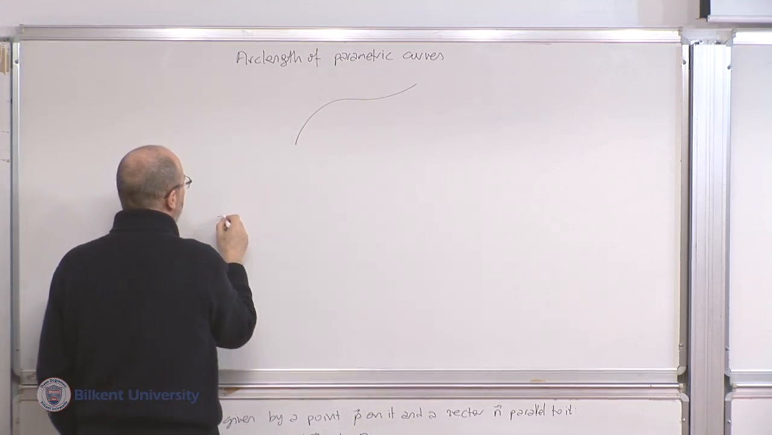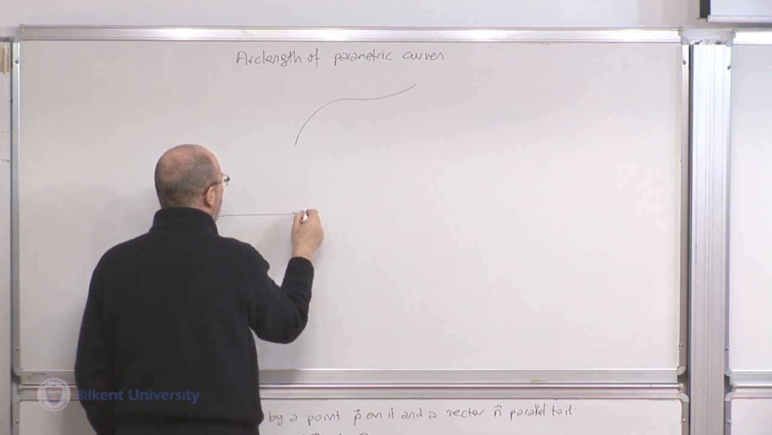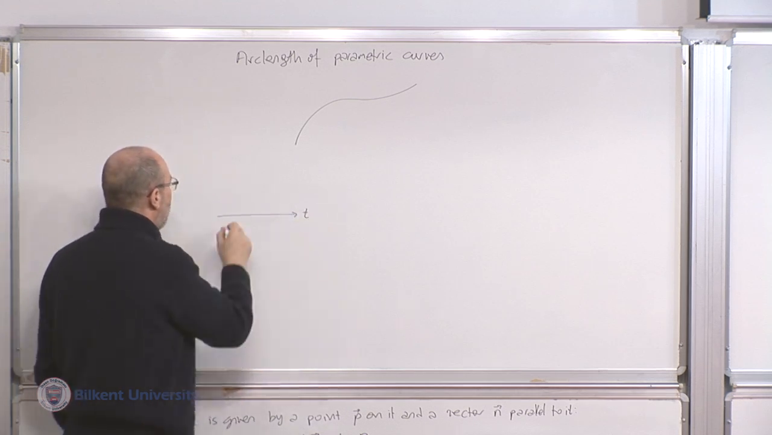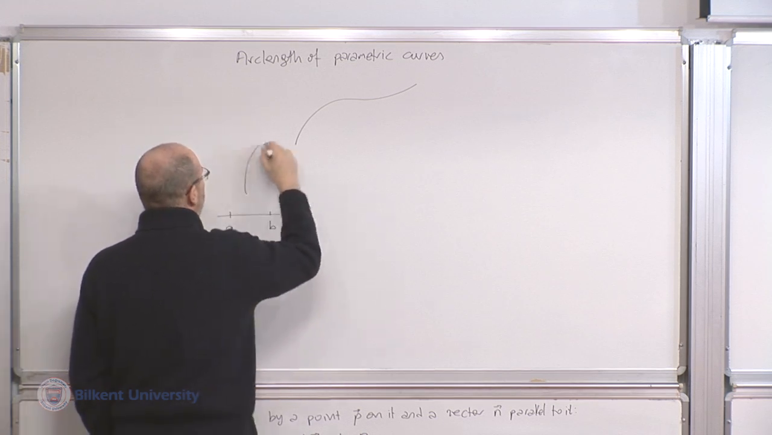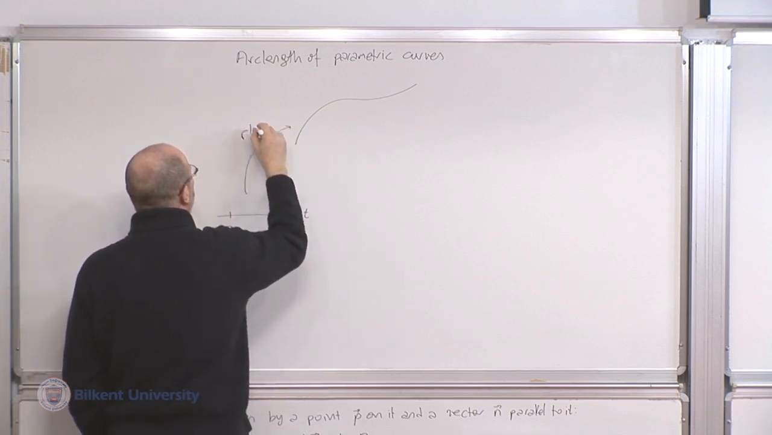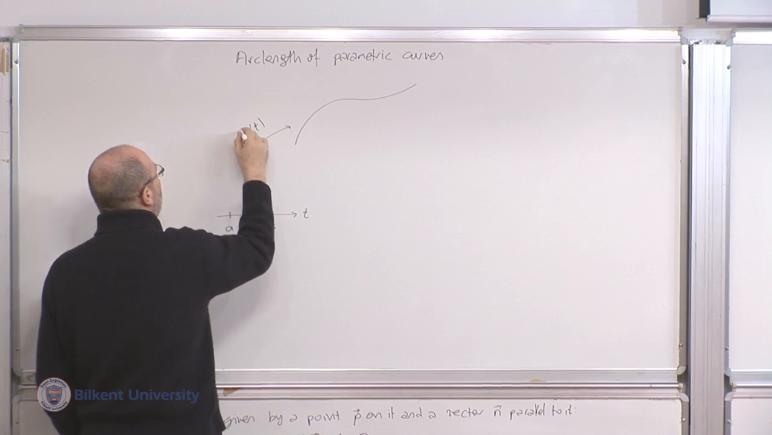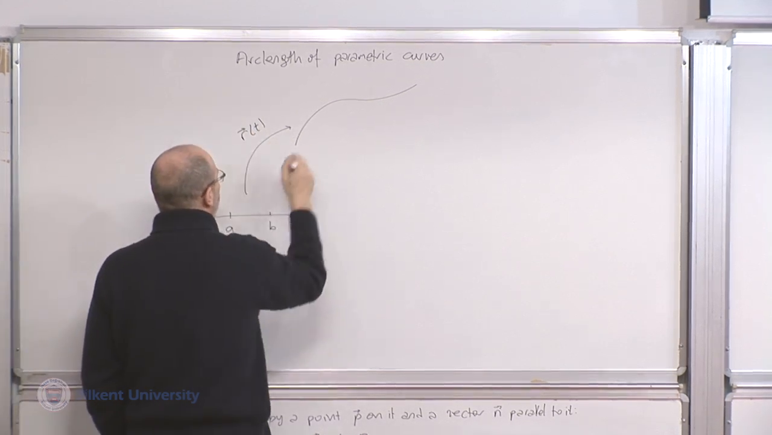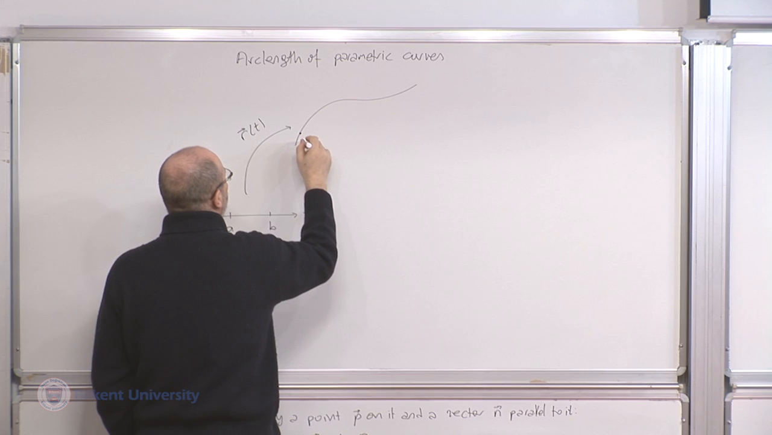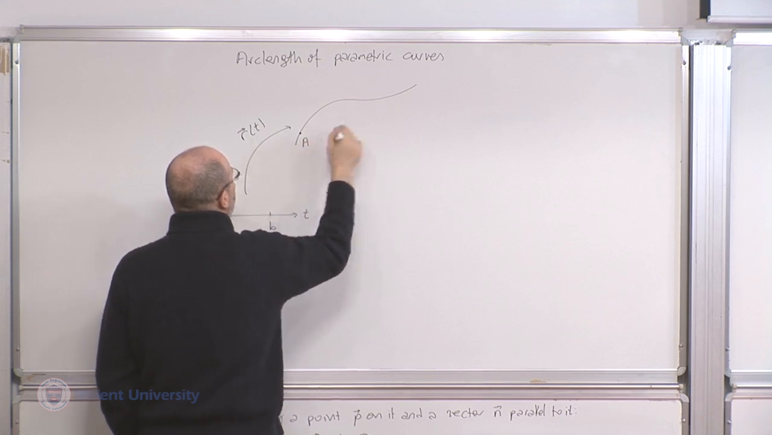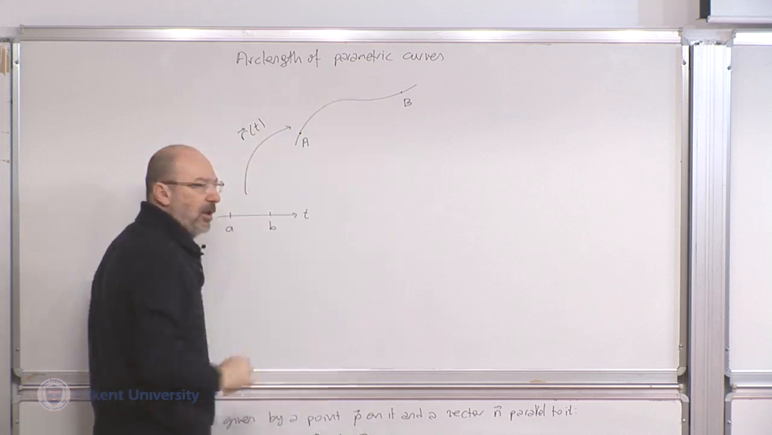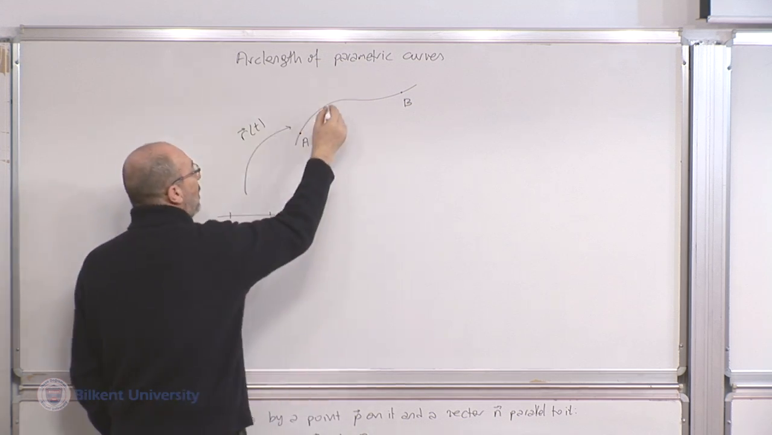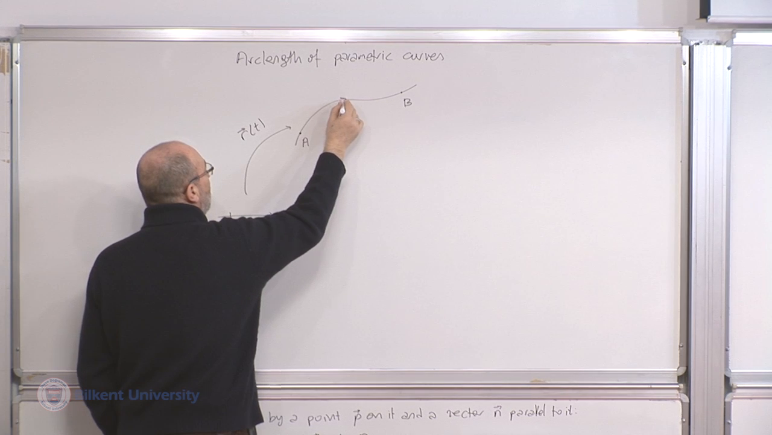Parametrizing it by something means you look at the real line and take an interval [a, b], and we have a parametrization like this, say r(t). So this is a vector r(t). r(a) goes to this point, and r(b) goes to this point. And with parametric curves, there is always a direction. The curve goes in this direction.